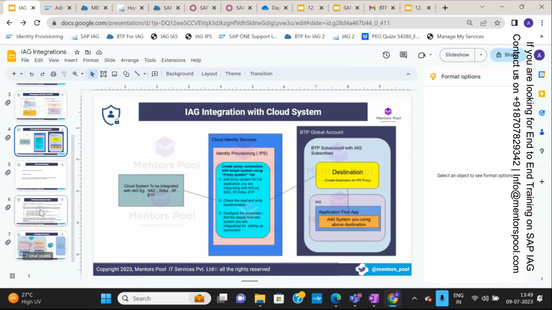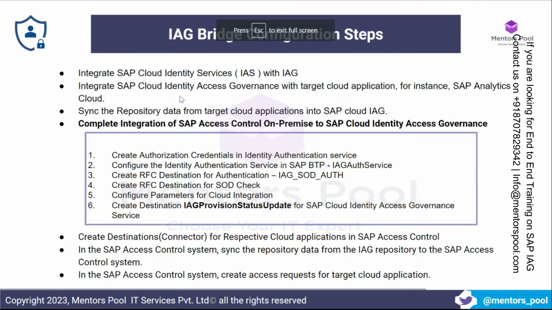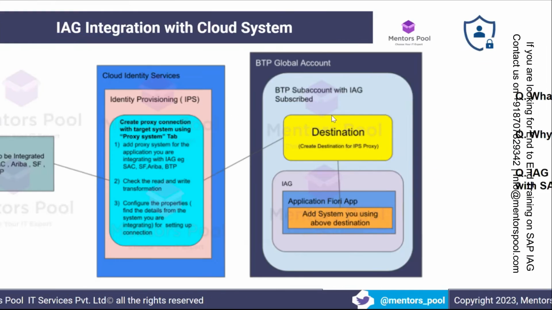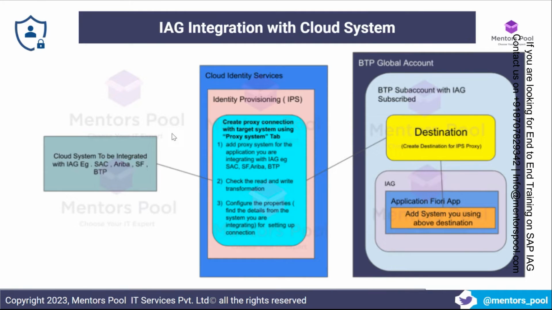Okay, what is the third step? The third step is to sync the repository data from the target cloud application to SAP Cloud IAG. This is again a part of our cloud system integration where IAG uses this destination to pull all SAP identity data from SAC or any other cloud systems. Okay, there is a job we have to run, and as soon as we run this job, after integration is done properly, it is able to pull all the data into IAG.